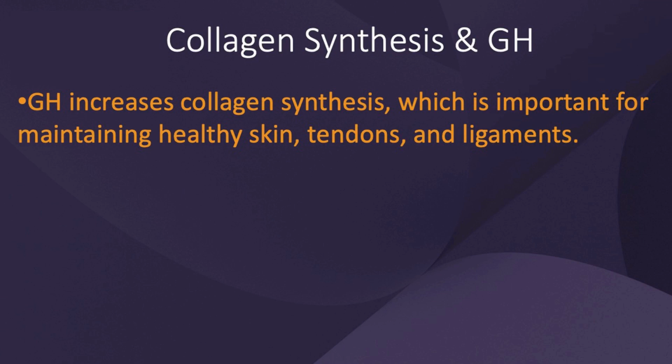Growth hormone stimulates cartilage growth, which is important for bone growth and development. It stimulates the proliferation of chondrocytes, which are the cells responsible for cartilage growth. Growth hormone also increases the production of extracellular matrix components, which are important for cartilage growth and development.